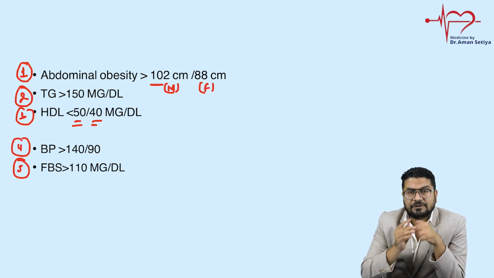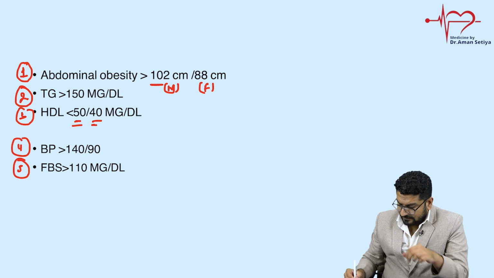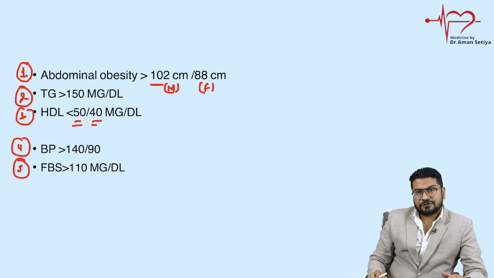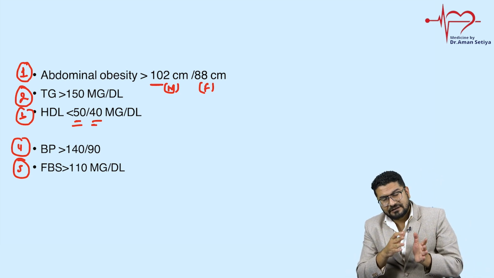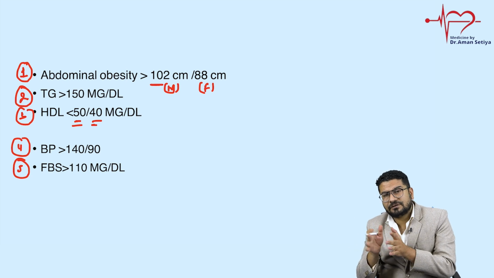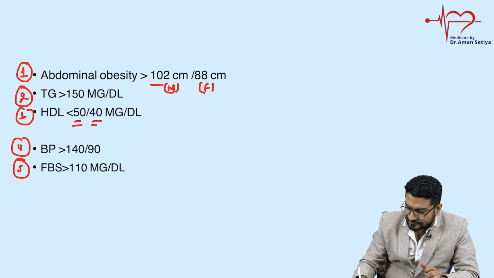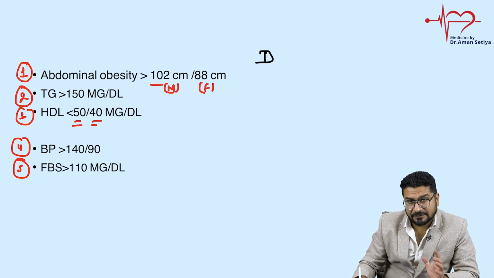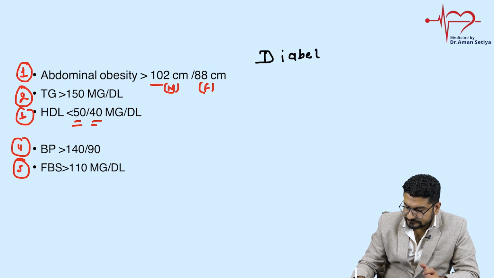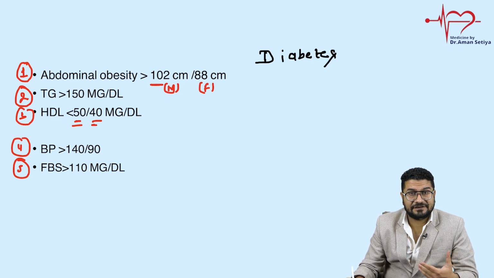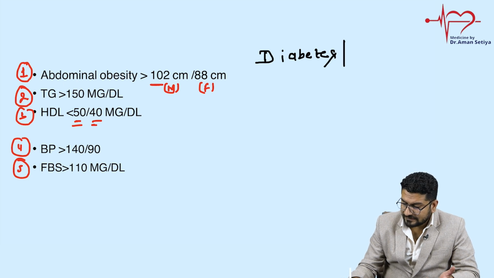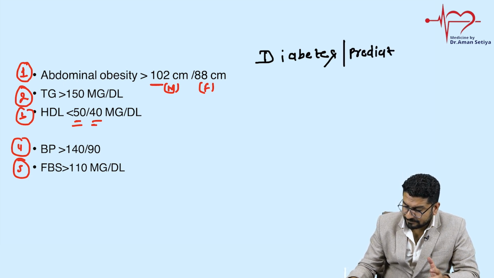Fifth is fasting blood sugar more than 110. So 110 to 126, that's called pre-diabetes. So these are 5 features. Let me write these 5 features again in a simple way. Patient is having either diabetes, means fasting is more than 126, or fasting is in the range of 100 to 126, that is pre-diabetes.